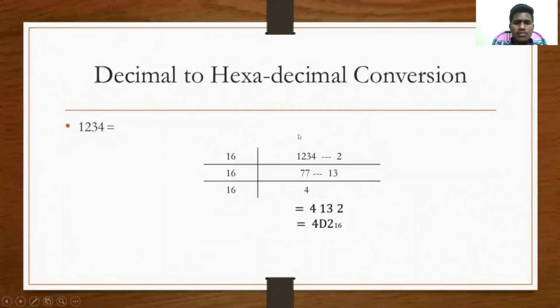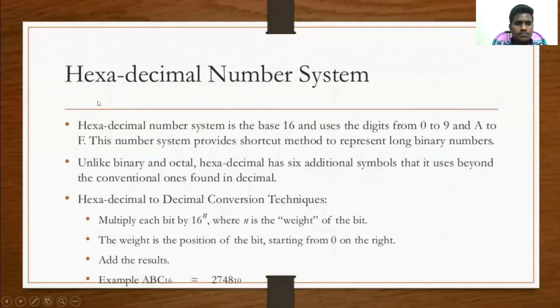Decimal to hexadecimal conversion: as the base of the hexadecimal is 16, we have to divide by 16. So we will get 4, 13, 2. What is meant by 13? 13 is represented by D in the hexadecimal number system.